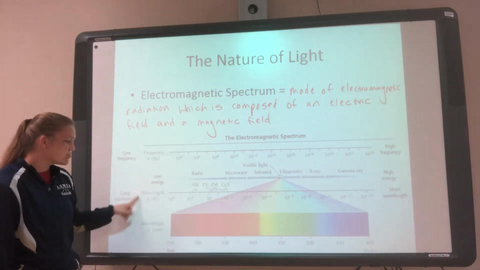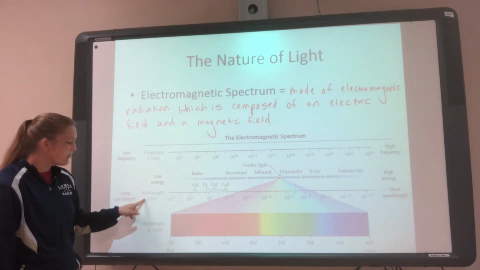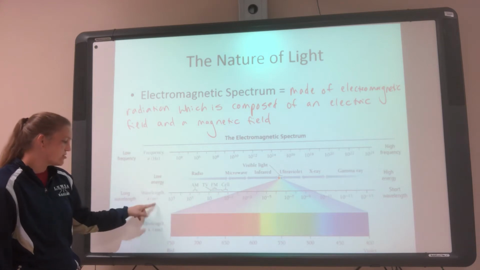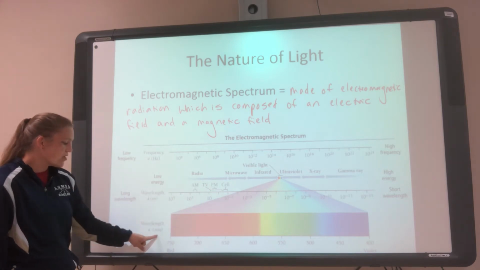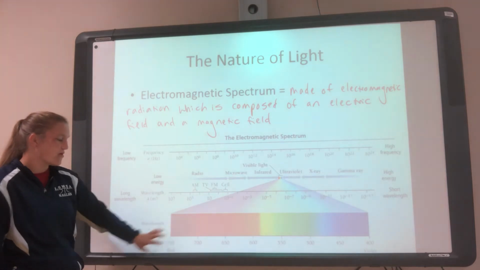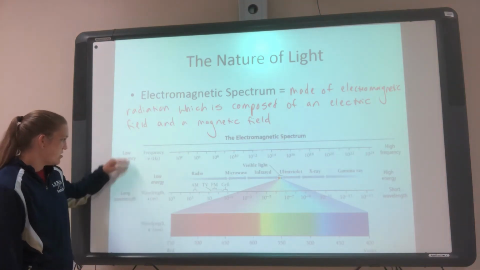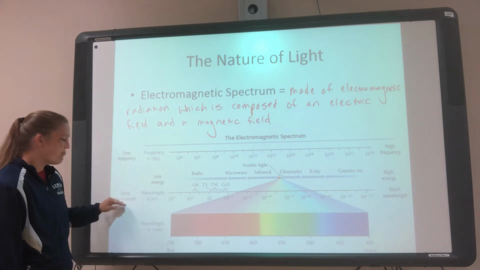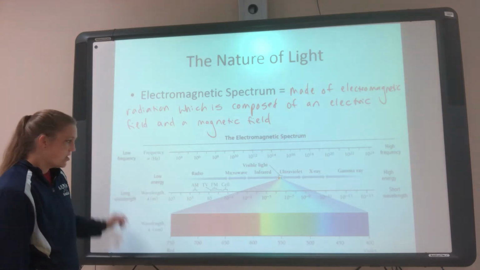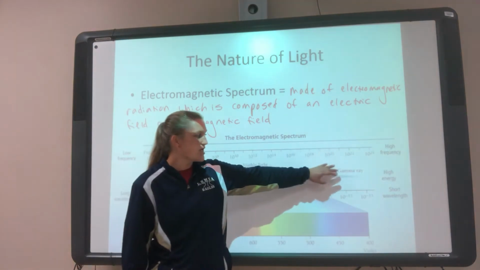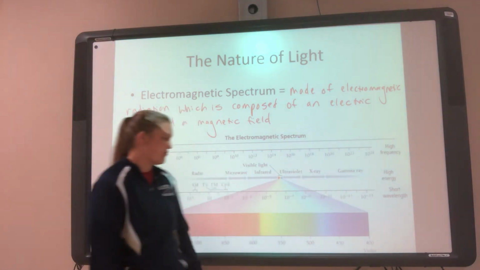The other part of this is wavelength. This is the symbol for wavelength. We usually measure it in meters, okay? Or we can also measure it in nanometers. We'll talk about that in a second. Here you'll notice that it's the opposite. This is low frequency, but a long wavelength. And over here, high frequency, high energy, but a short wavelength.